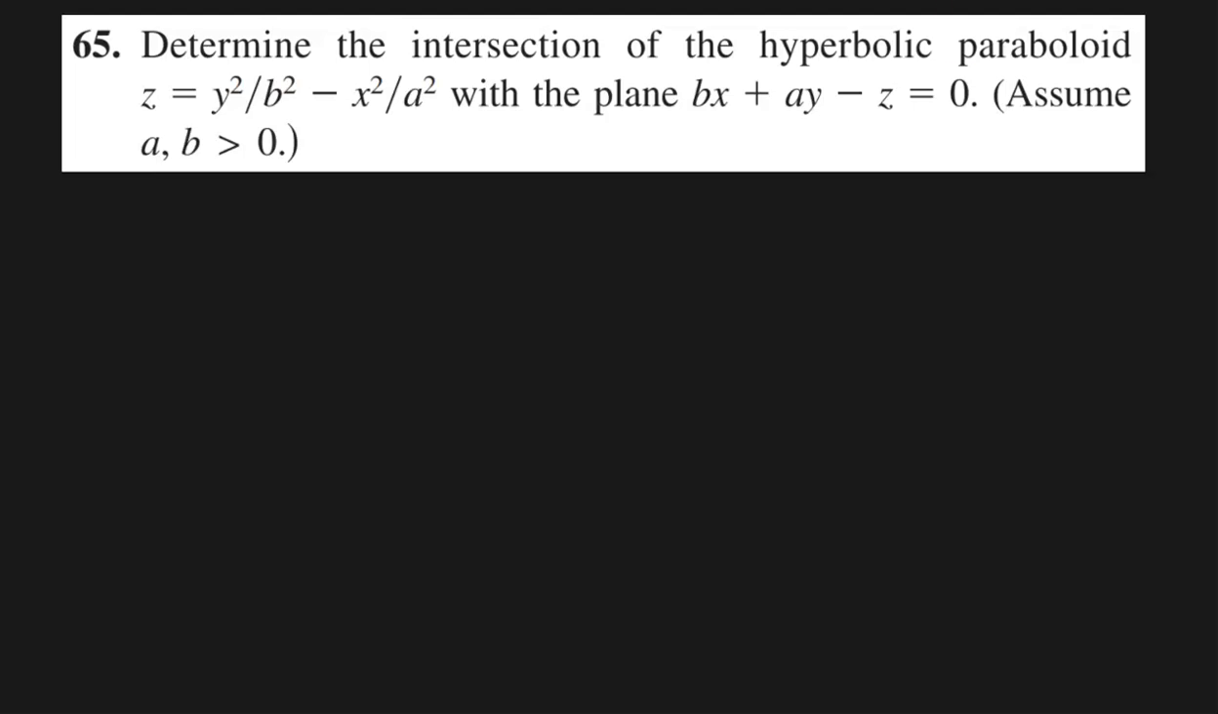Let's take a look at this question from Larson's calculus. So we're given two equations, one of a hyperbolic paraboloid written over here, and then one of a plane, and they're asking us to find the intersection of the two. So let's see how we can do this.